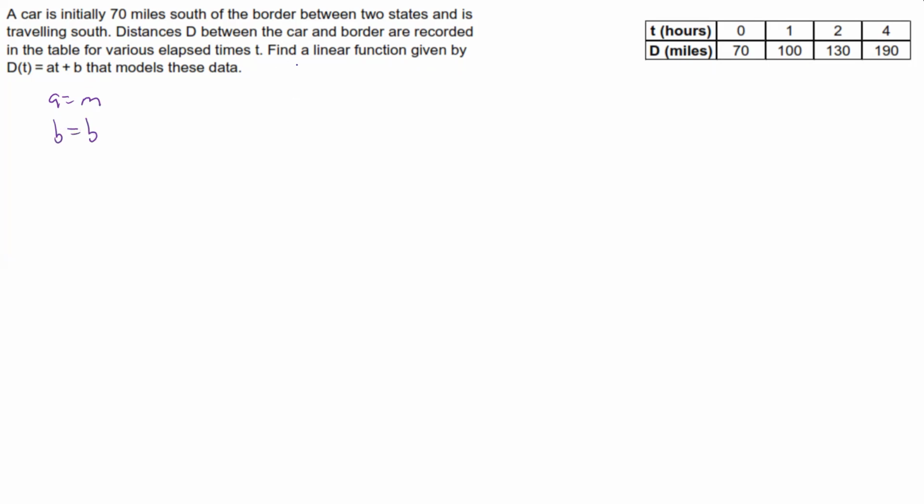All right, so what we need to do is find the slope here between these points, and we need to find b. Well, b, they give us. This is going to be our b. That's 70. Okay. So what we have to do is find our slope next.